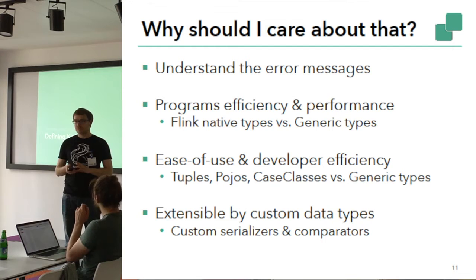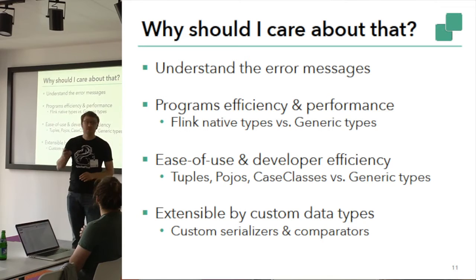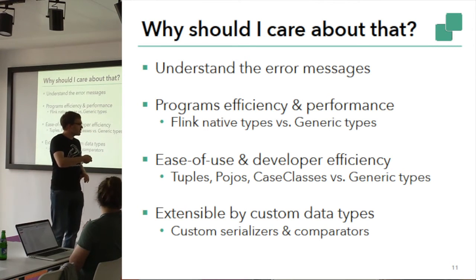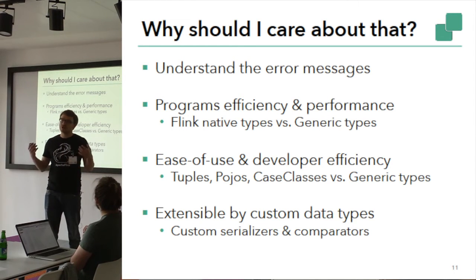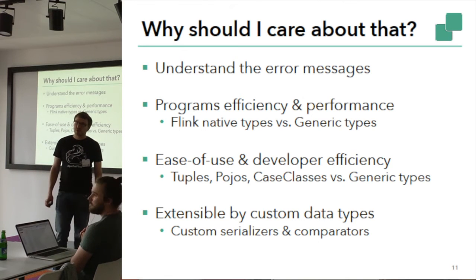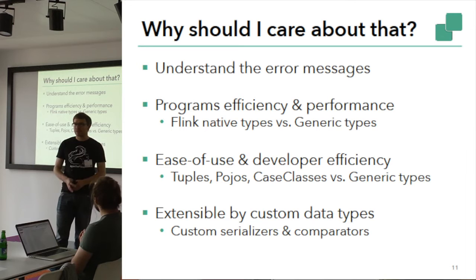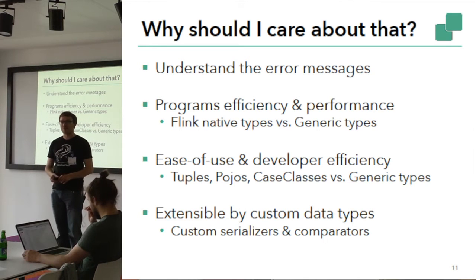Okay. Yes, that's exactly what's meant by this last point: extensible for custom data types. So you can implement your own data types, your own serializers, your own comparators, and so on. You can extend the system, give it a custom type, and then it's handled like a native type in Flink. But as I said, this is not the thing I would start with.